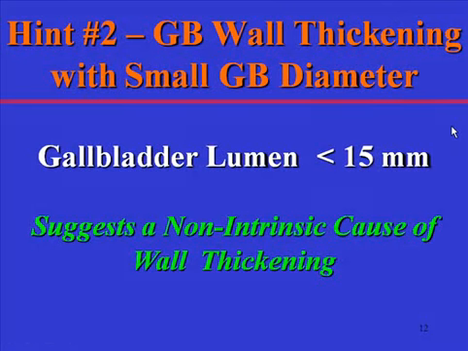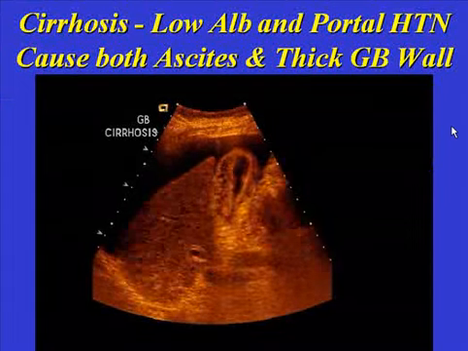One thing that is also useful is if you have significant gallbladder wall thickening with a very small gallbladder lumen, less than 15 millimeters, this should suggest a non-intrinsic cause of gallbladder wall thickening, that is to say, an abnormality not related to gallbladder disease itself.